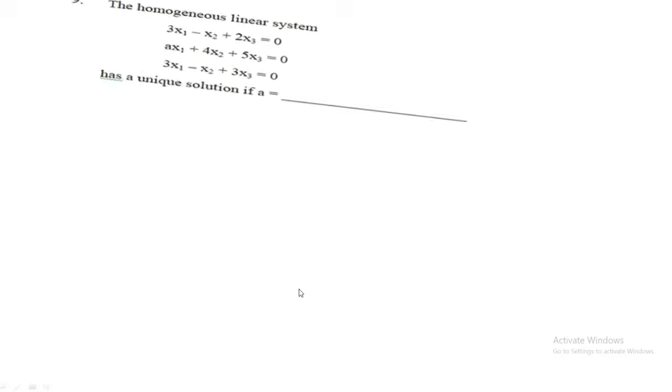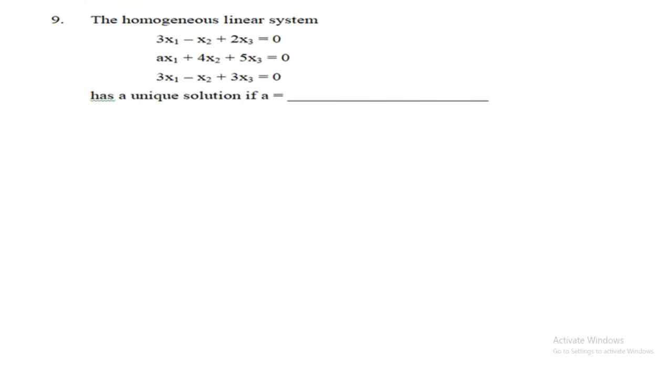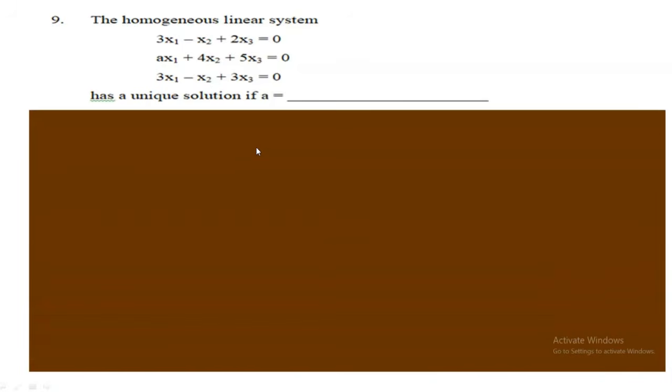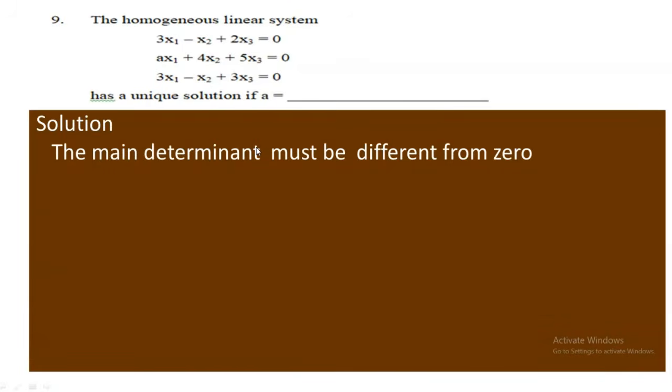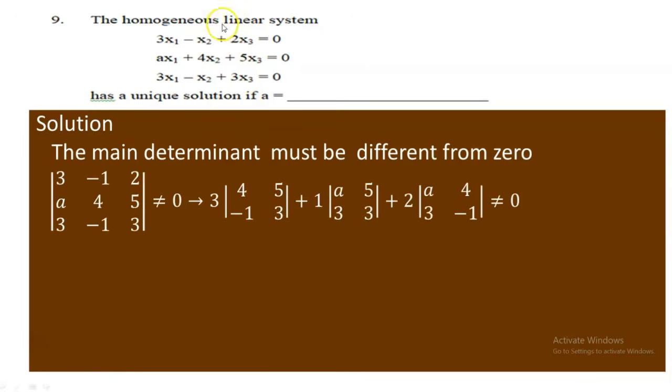What comes next is question number 9. In the case of question number 9, you have been given a system of linear equations, as you see. For this system to have a unique solution, you are asked to determine what A is going to be. So basically, dear students, what you need to do is the following. First, you have to determine the main determinant of these coefficients. So write the coefficients of x1, x2, and x3 in matrix form, and later in determinant form.